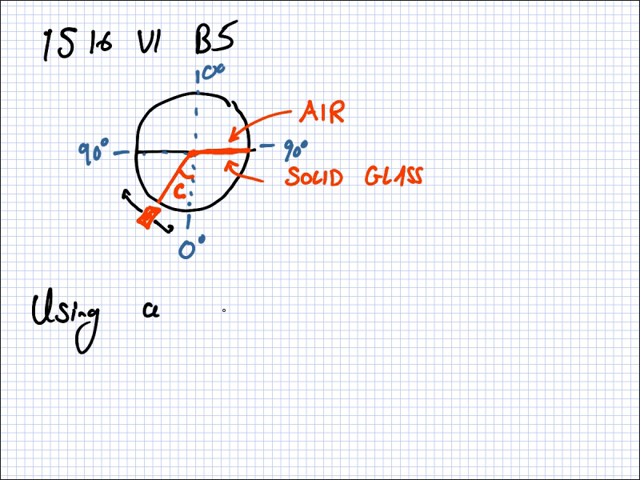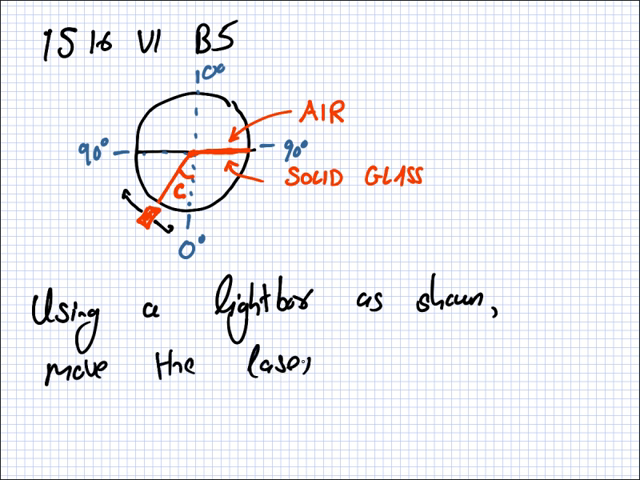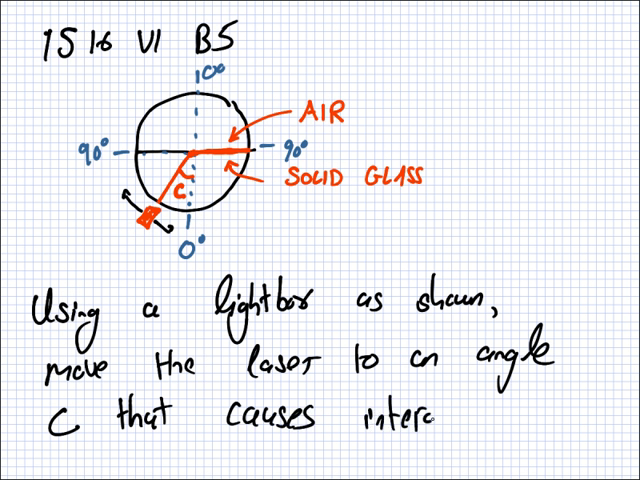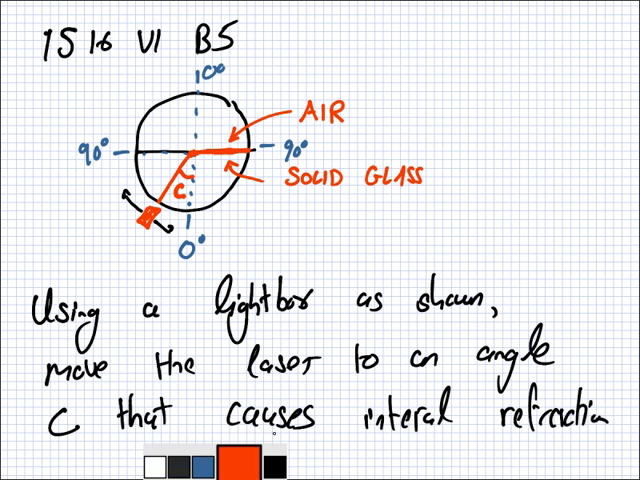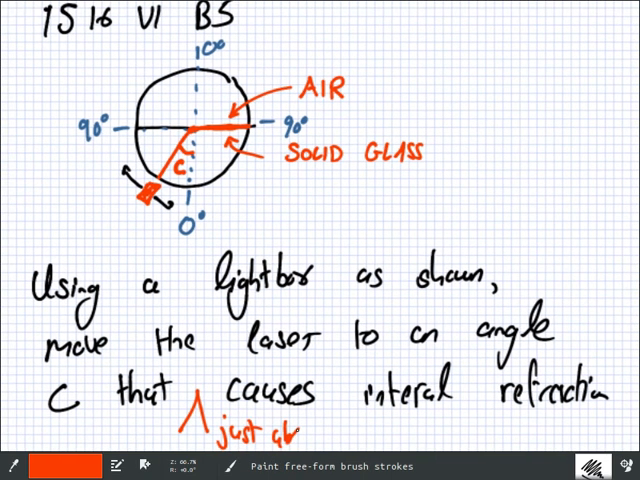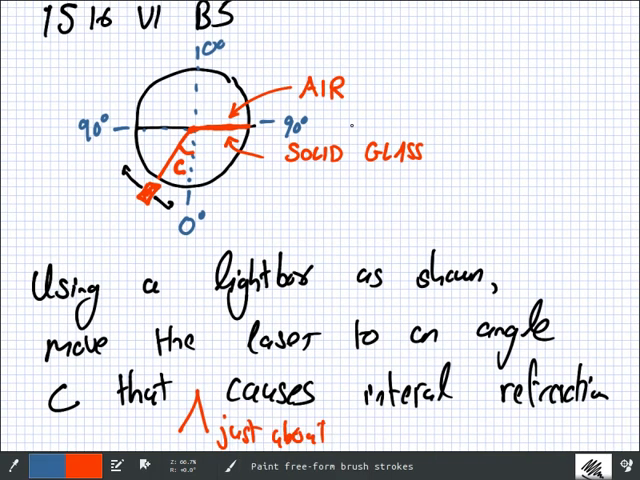So what you could say is, using a, what's it called? Let's call it a light box as shown. Move the laser to an angle C that causes internal refraction. Actually, I should just put in here, just about. Just about. Now, you should name everything here.